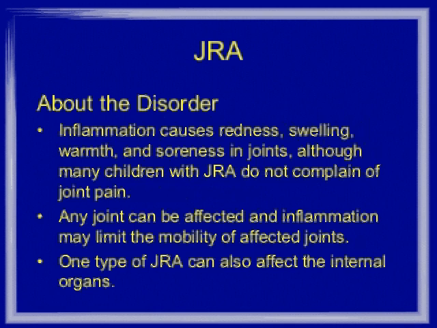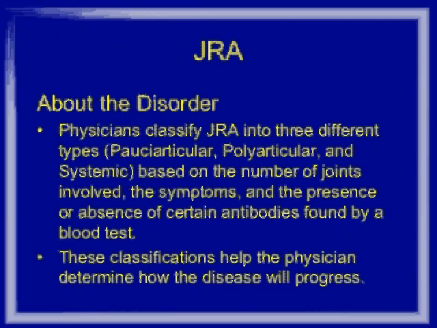JRA is classified into 3 different types: pauciarticular, polyarticular, and systemic. The diagnosis is based on the number of joints involved, the symptoms, and the presence or absence of certain antibodies found by blood test. The classification helps the physician know how the disease will progress.